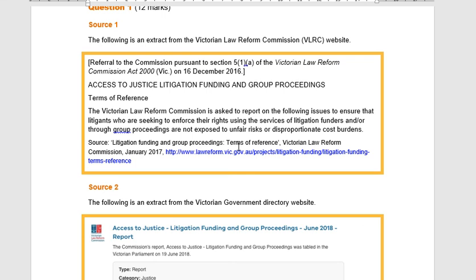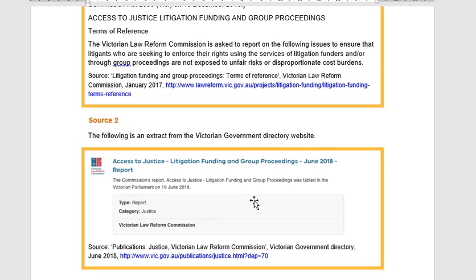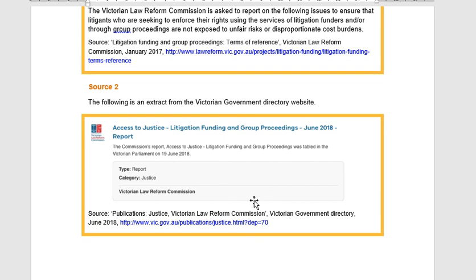group proceedings. The Victorian Law Reform Commission is asked to report on the following issues to ensure that litigants who are seeking to enforce their rights using the services of litigation funders and/or through group proceedings or class action lawsuits are not exposed to unfair risks or disproportionate cost burdens. Okay, so I know the VLRC investigated this issue, so I guess this is just the document that required them to investigate.